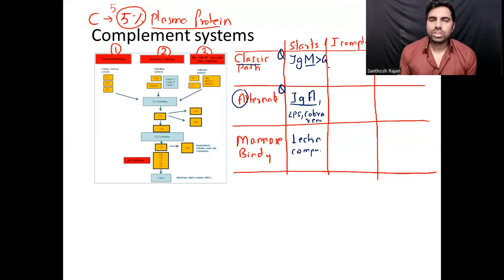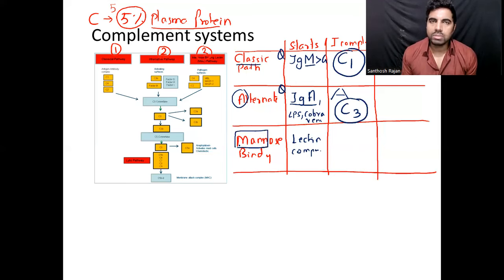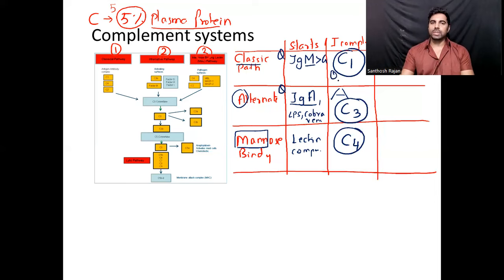The first complement active in the classic pathway is always number one: C1, C1, C1. Very easy. Now look at alternate. A, how do you write it? One stroke, two stroke, three stroke. So it is C3. Got it? C3 is the first complement activated in this pathway. In mannose, it is M-A-N-N, man. So C4 is the first complement. This can be a question.